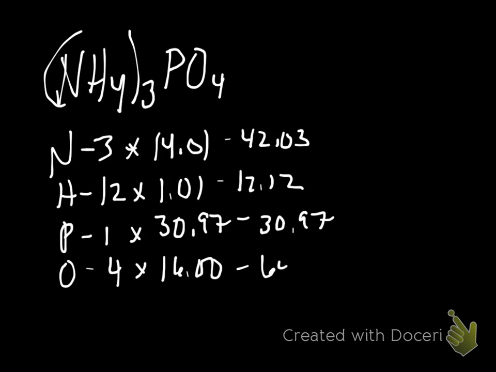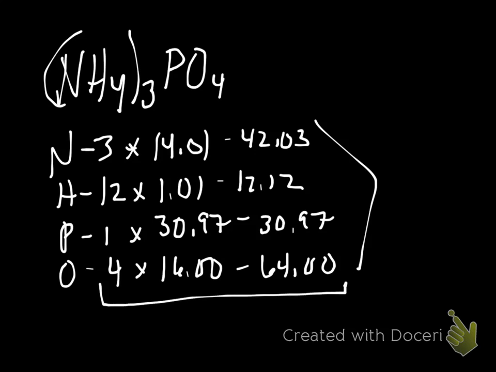30.97, and 64.00. Despite years and years of practice, I still write this down, because then if I screw something up, I can go back and see where I made the mistake. The more of your work that is visible to not only you, but to me, the easier it is for you to identify errors and correct them.